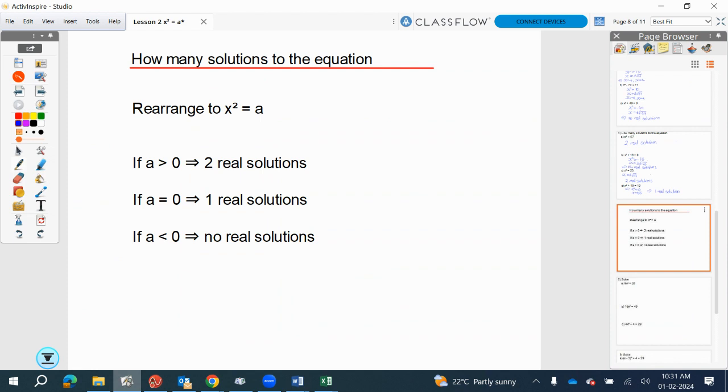Okay, so how many solutions to an equation? Rearrange the equation to x squared equals a. If a is positive, we get 2 real solutions. If a is 0, we get 1 real solution. If a is negative, we get no real solutions.